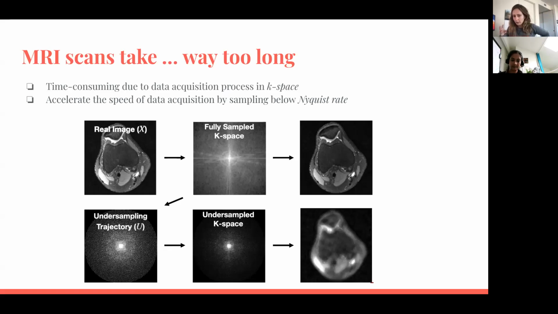And by undersampling below Nyquist rate, we mean specifying an undersampling trajectory, and undersampled k-space looks like the following. And then if you just do nothing and take the inverse Fourier transform of that, you get this blurry image, which is zero filled.